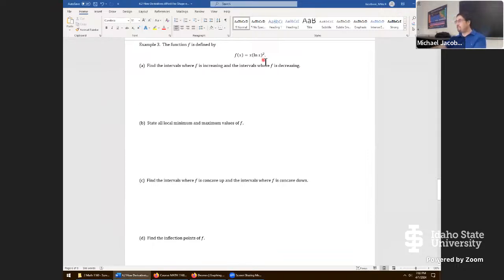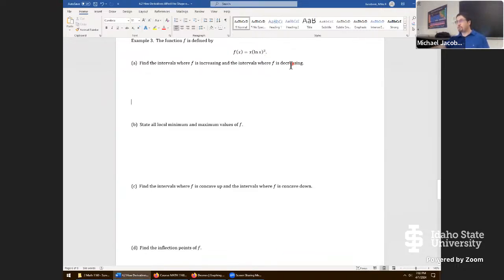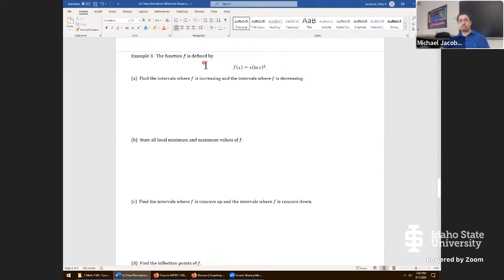And here's how it starts. Here's our f of x function. Let me see if we can zoom in just a touch. First thing we want is intervals where f is increasing and where it's decreasing. But the major thing that we do that for is just to find local minimums and maximums. So part A is a ton of work, and B is like the conclusion to everything you did in part A.